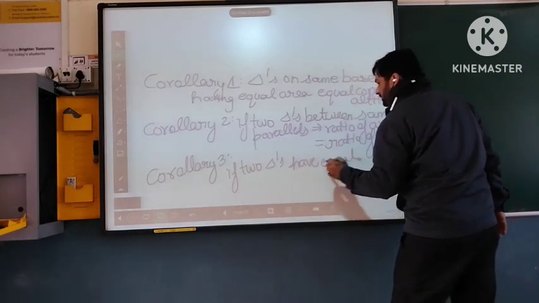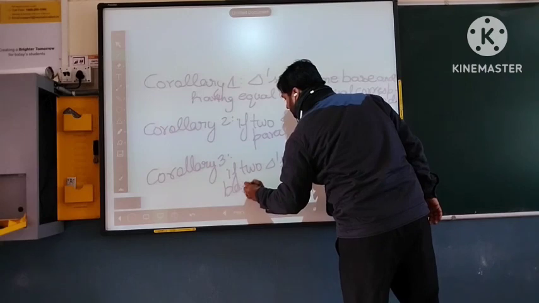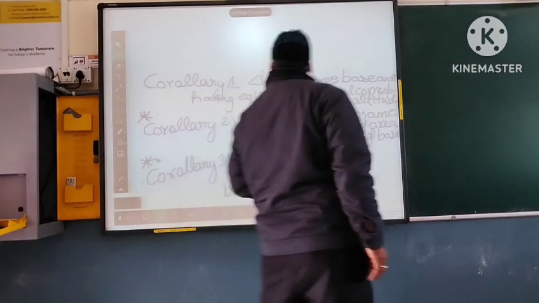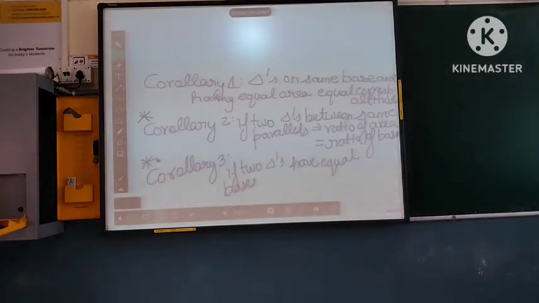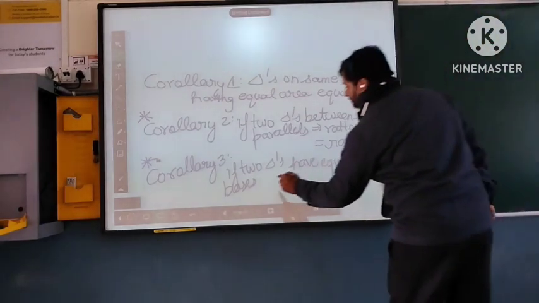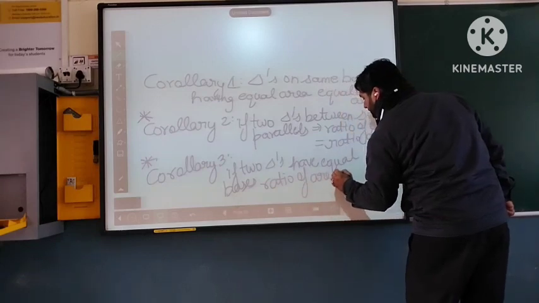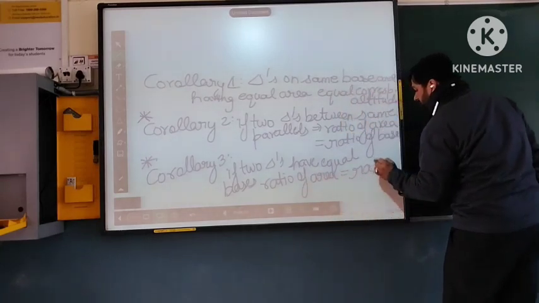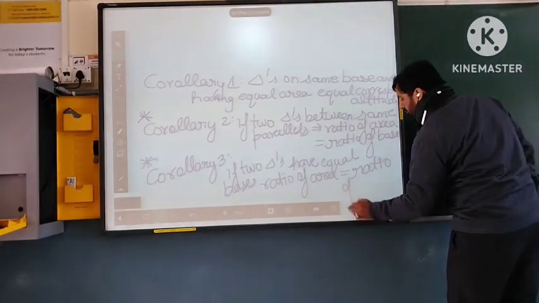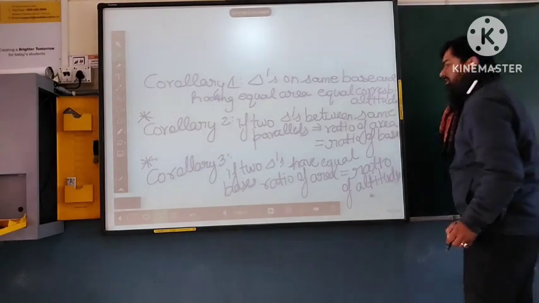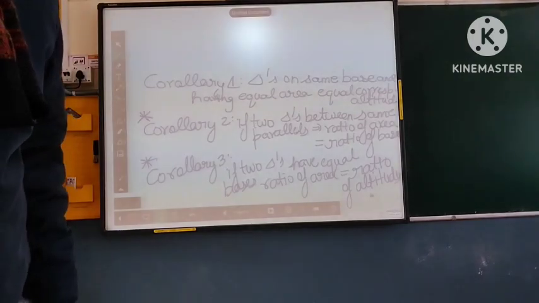Then corollary 3. If two triangles have equal bases, now if base is equal, then what will happen? Then ratio of area is equal to what? Ratio of altitudes. Okay, so again the thing has come. If altitudes are equal, then ratio of bases will be the ratio of areas. And if bases are equal, then ratio of areas is equal to ratio of altitudes. So corollary 2 and 3 are very similar. Only ratio of bases in corollary 2 and ratio of altitudes in corollary number 3.